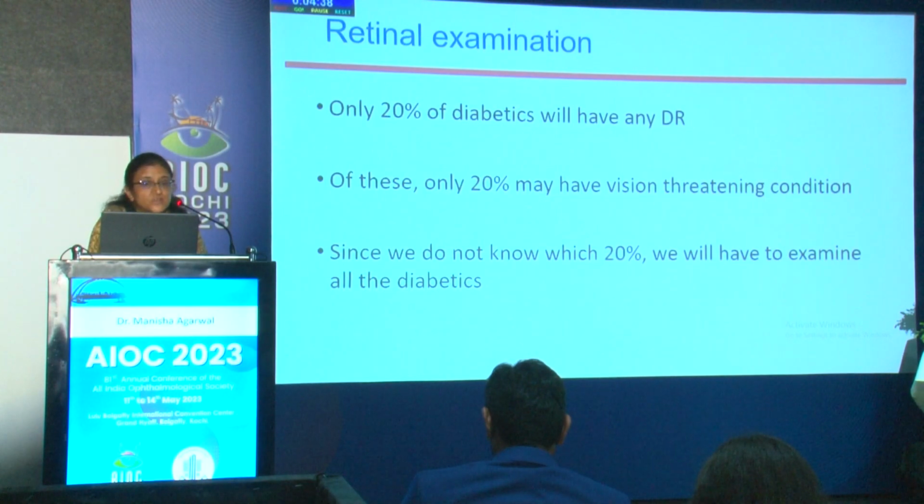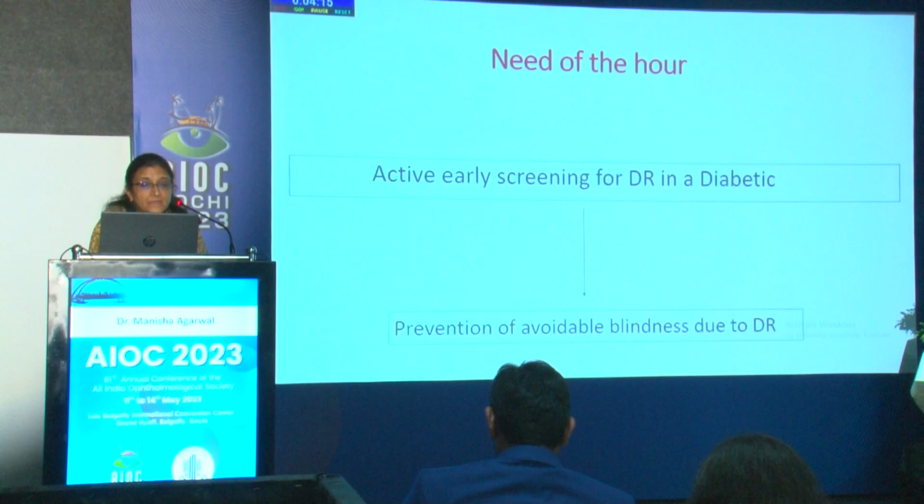Now, only 20% of the diabetics, we know, would have diabetic retinopathy, and of these 20% also, only 20% would have actually a vision threatening condition. Now, since we really don't know which 20% out of the entire lot are going to have the sight threatening condition, we apparently land up examining all the diabetics, and that is what we will be required to do. So, the need of the hour is that we have to do an active early screening for diabetic retinopathy in a diabetic and not really wait for these patients to become symptomatic.